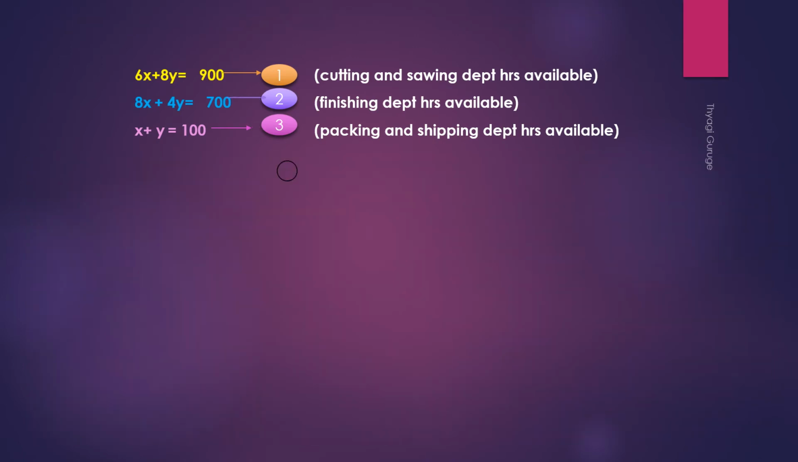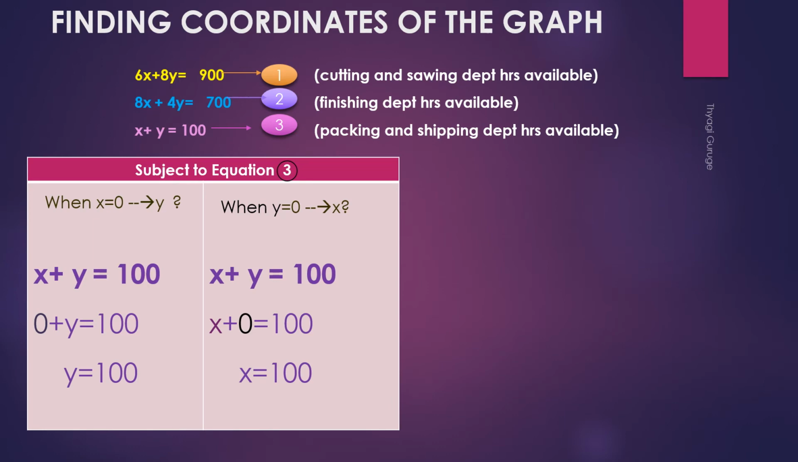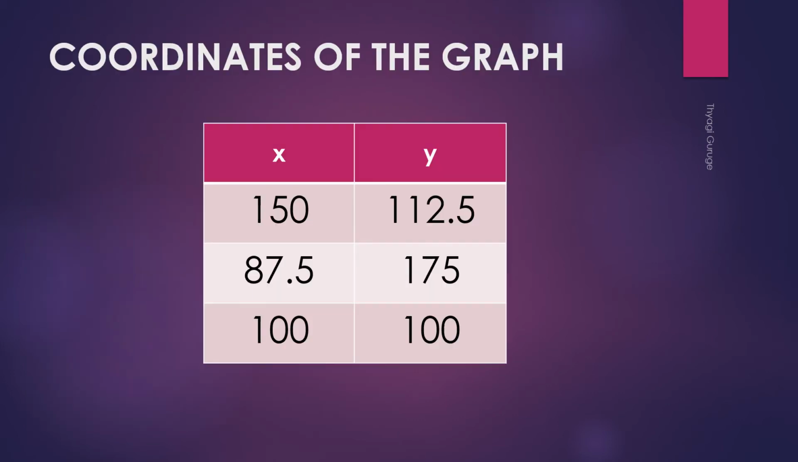Now we are going to use the same method to find the values for equation number 3. According to that, it shows that when x equals 0, y is 100, and when y is 0, x is 100. Now, based on these coordinates, we are going to use the graphical solution to find the answer for the linear programming problem.